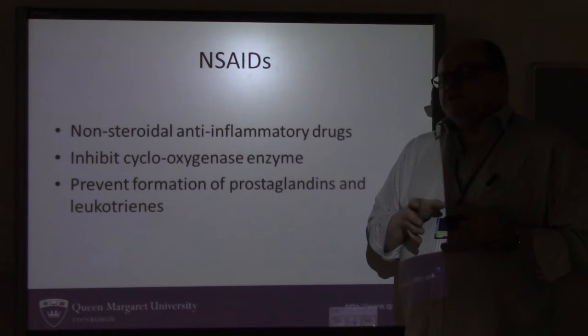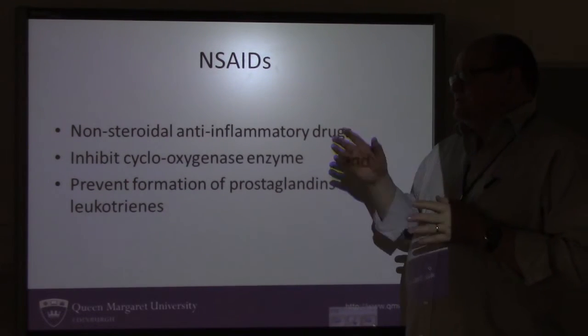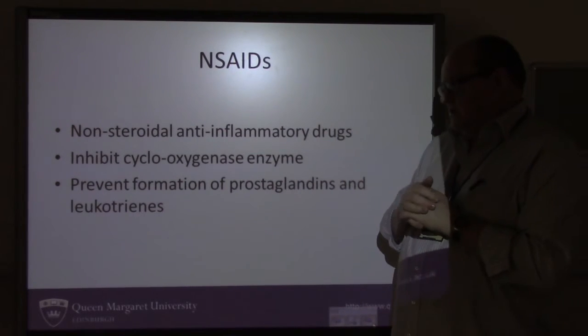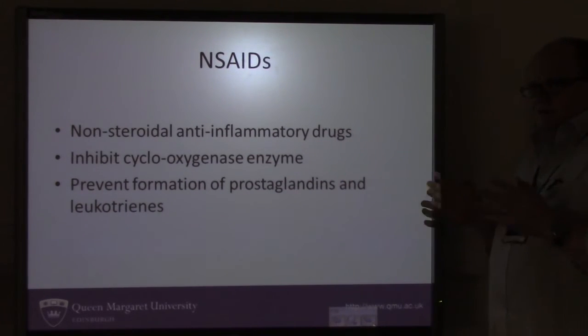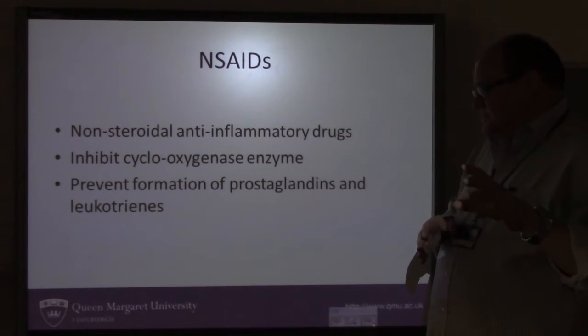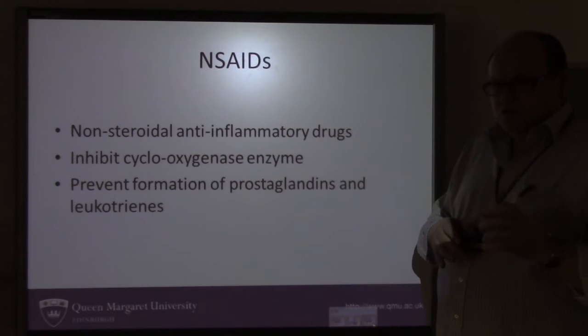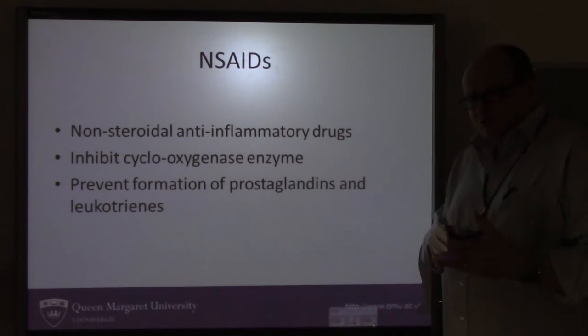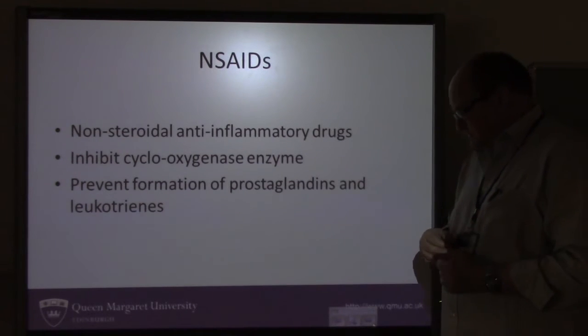The first class of agents we're going to look at are the ones that are referred to as the non-steroidal anti-inflammatory drugs, the NSAIDs. So, they inhibit the cyclooxygenase enzyme, therefore they prevent the production of the prostaglandins and the leukotrienes. So you don't get the prostaglandins being formed at the same level, therefore you don't get the same responses like the vasodilatation, etc.